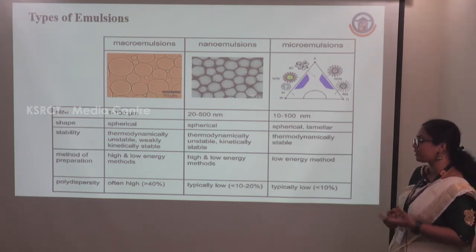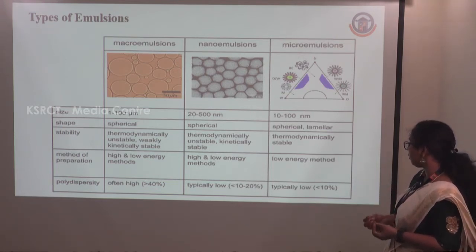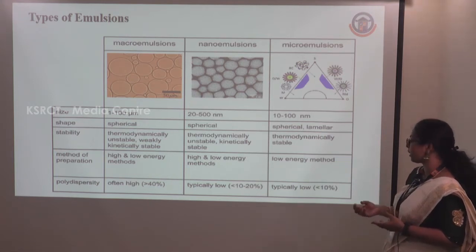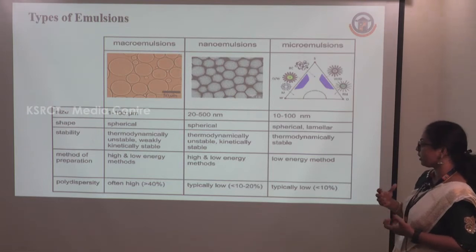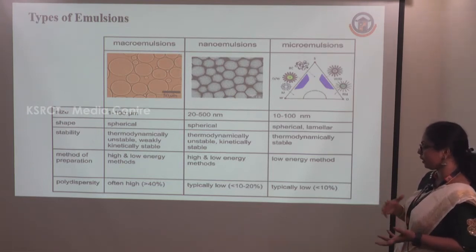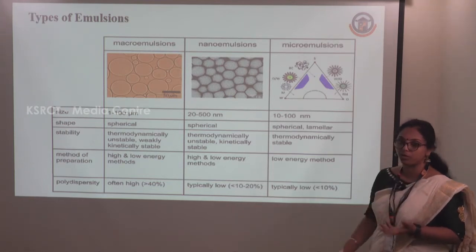Next, the polydispersity index. That will be low in the case of microemulsion, whereas in the case of nanoemulsion and macroemulsion it will be in the range of 10% to 40%.